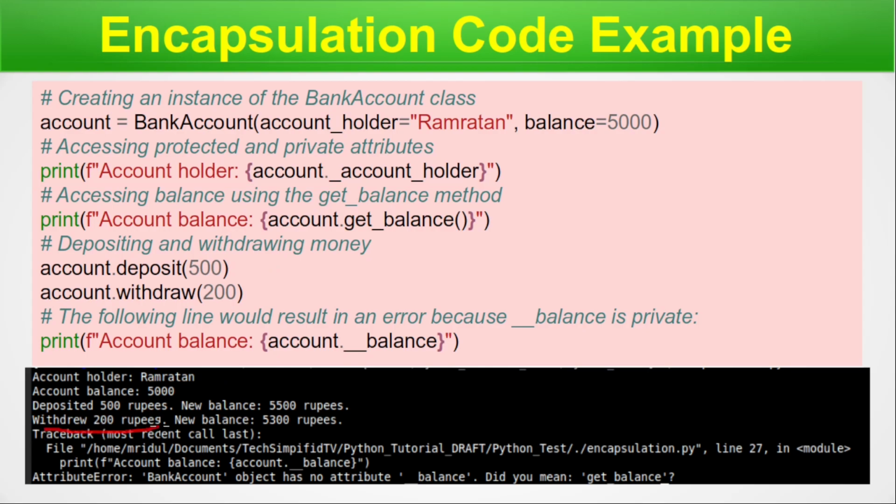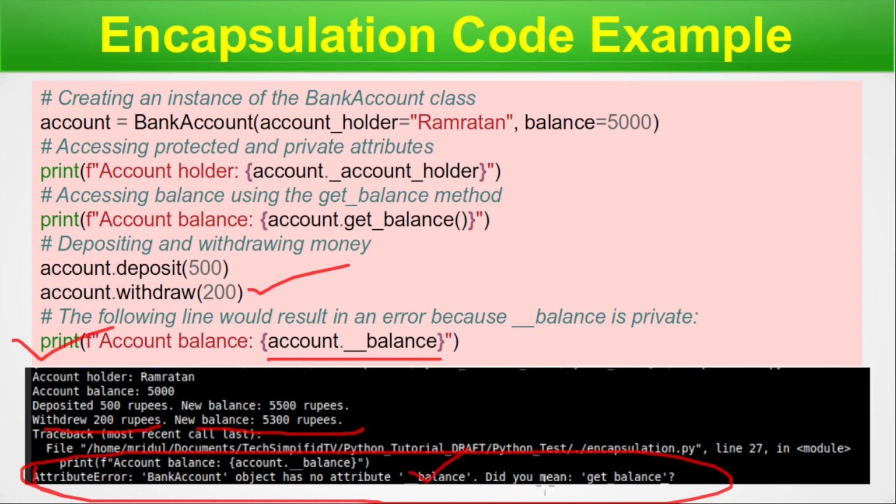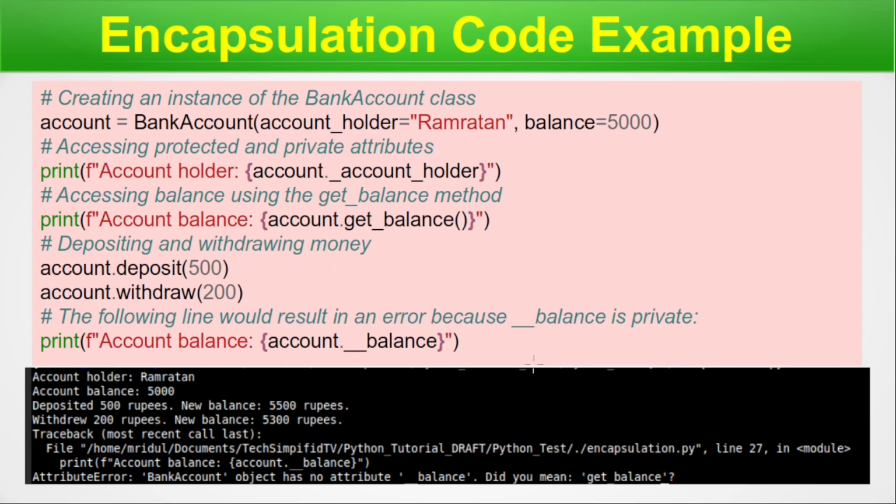Now withdraw rupees 2,000, new balance is 5,300 rupees. This is coming after this line is executed. And here, once we try to access a private variable, it gives an attribute error. Bank account has no attribute balance, it is private, so it is saying it does not have it. And did you mean get balance? So it is proposing the method rather than you directly trying to get the value. This way the encapsulation protects the data.